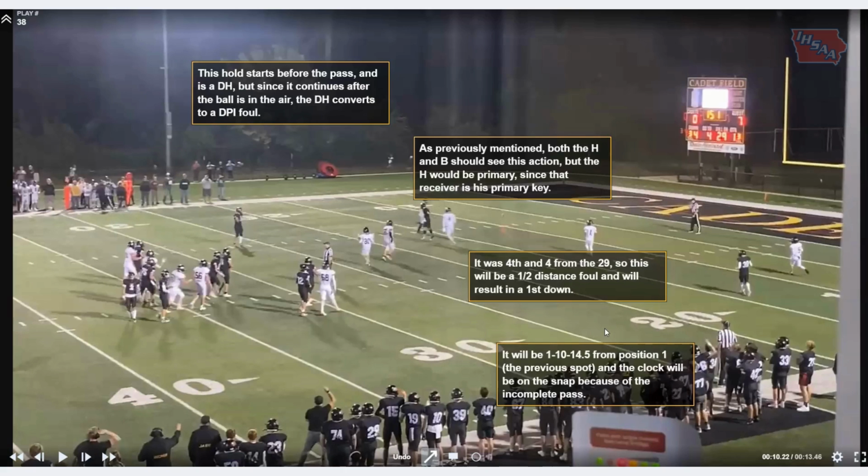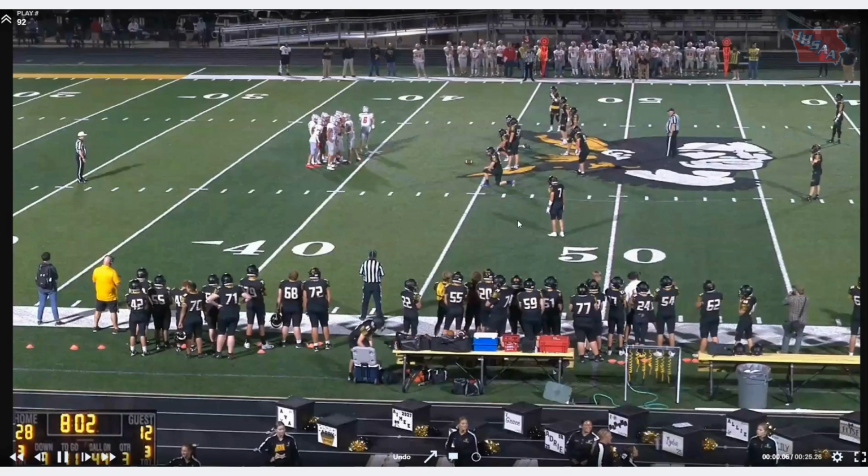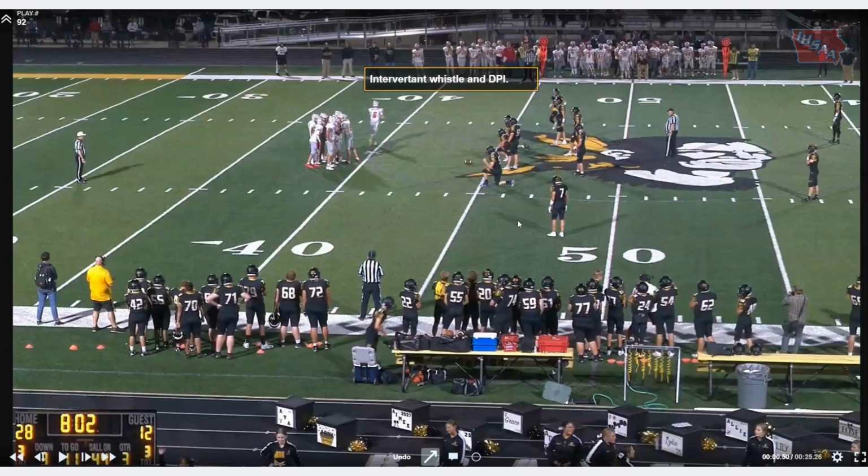We have an incomplete pass. So, referee, your announcement is going to be pass interference, defense, number 10. The penalty will be enforced half the distance from the previous spot and will result in a first down. And we know our clock is going to be on the snap because of the incomplete pass. All right, inadvertent whistle and DPI.